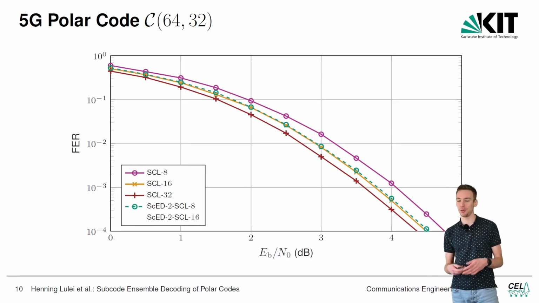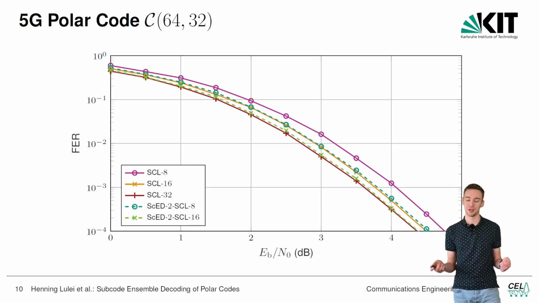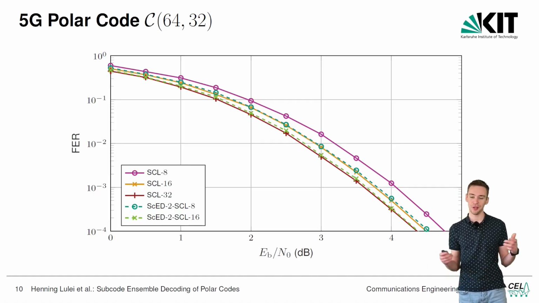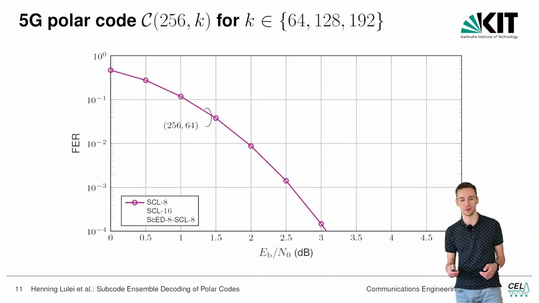So for our first example, we combined two SCL8 decoders and a subcode ensemble decoder, and we see that we can actually match the performance of the list size 16 decoder. Similarly, using two list size 16 decoders, we could match the performance of the list size 32 decoder. Why that is favorable, we will just see in a second.